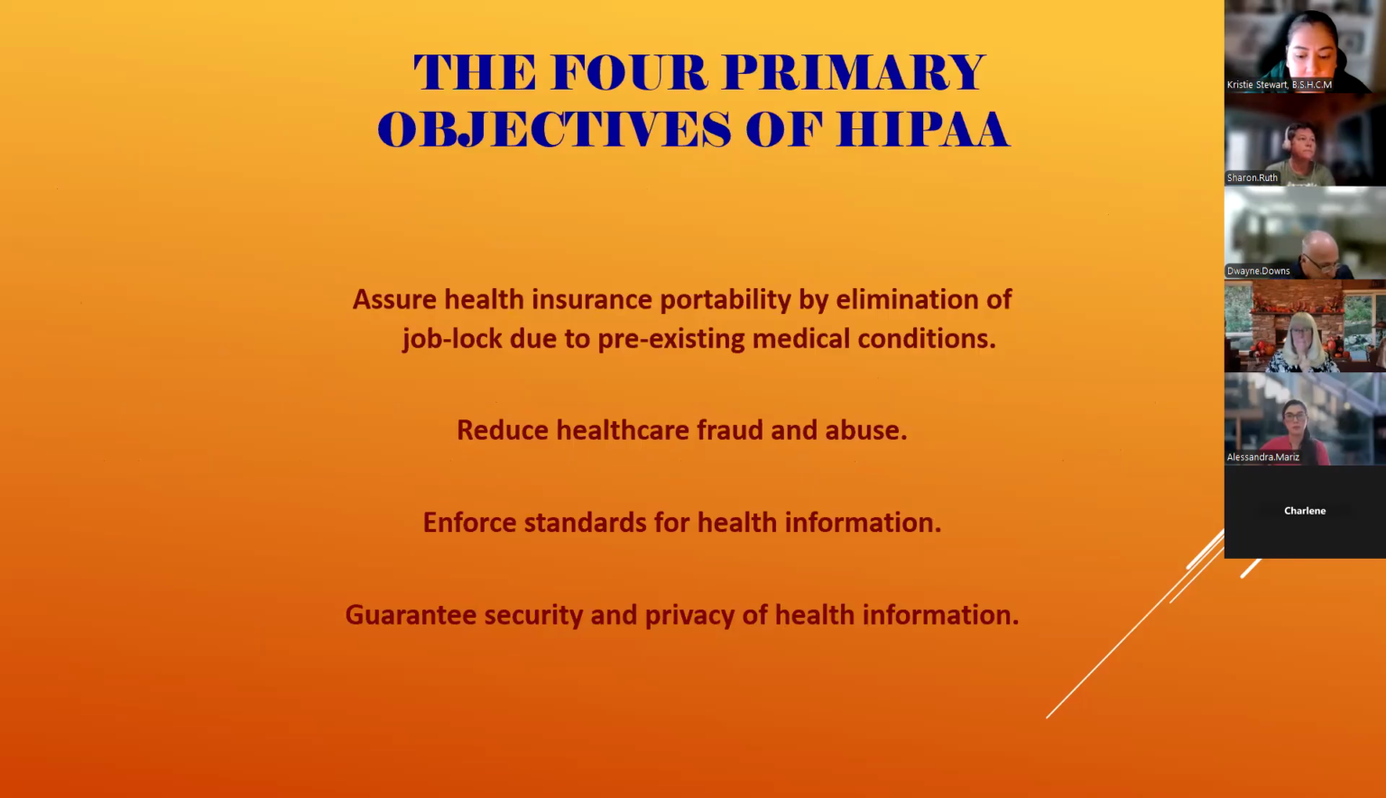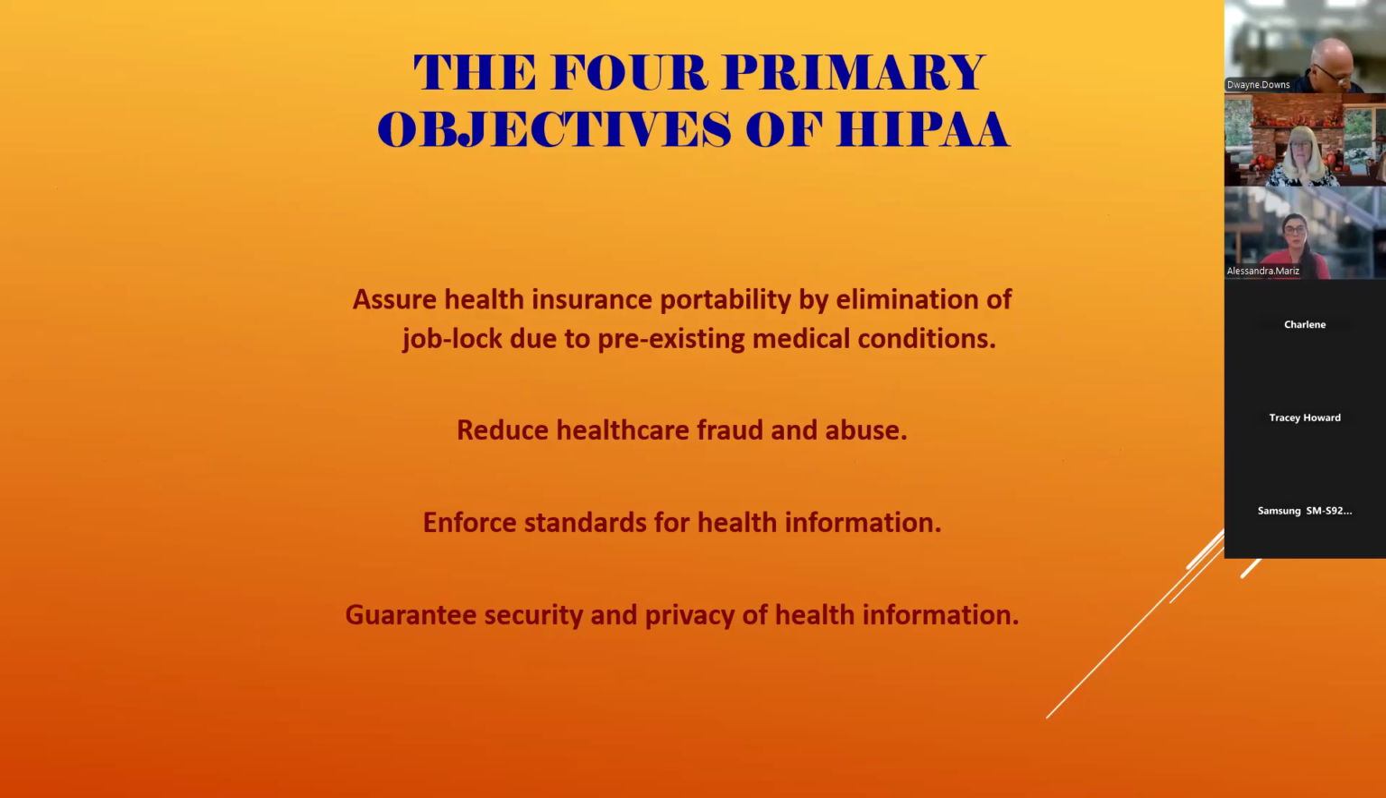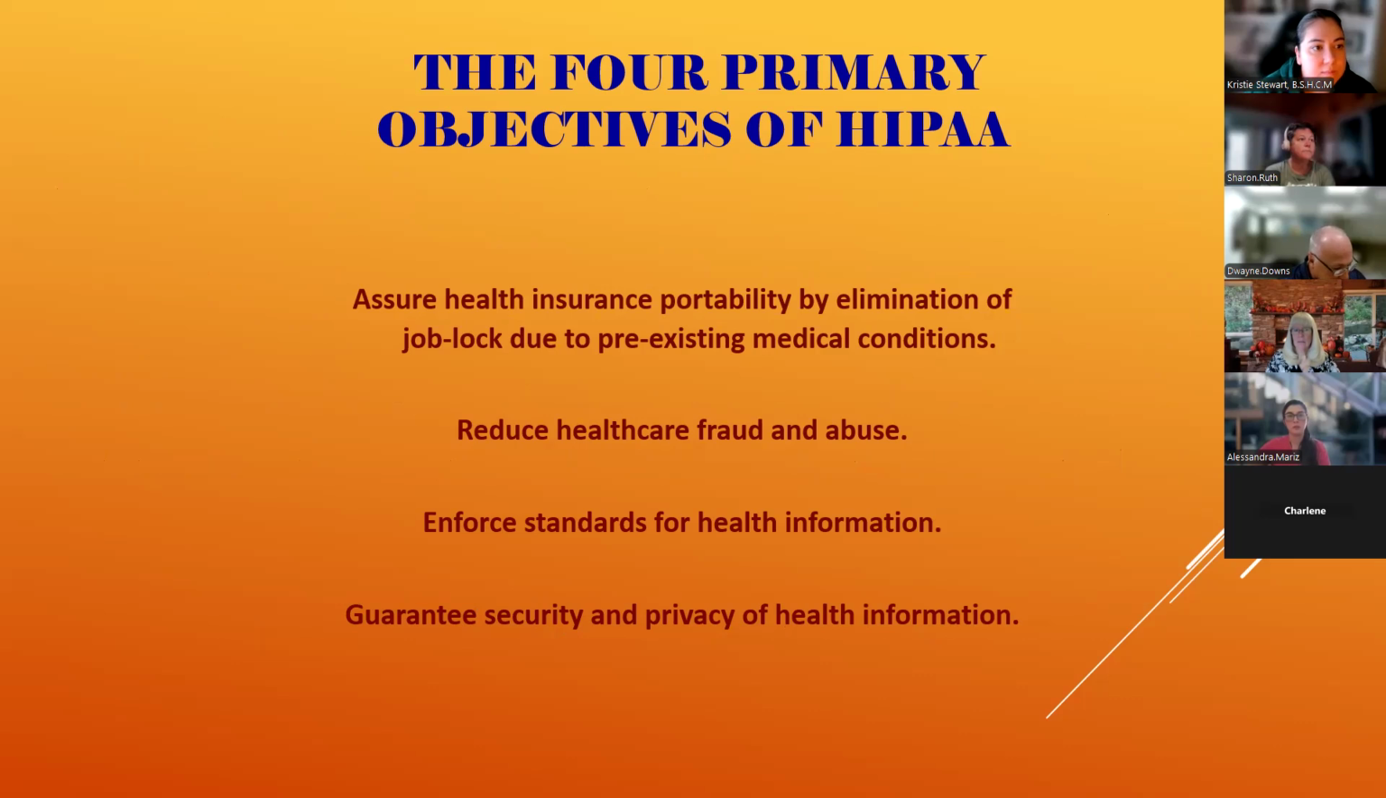So, the four primary objectives of HIPAA. We'll start with: assure health insurance portability by the elimination of job lock due to pre-existing medical conditions. Job lock happened when people with pre-existing health conditions were afraid to leave one job with insurance for another job with insurance because the new job's insurance would not cover their condition or would impose long waiting periods.